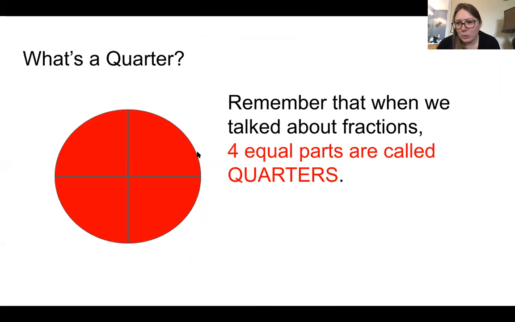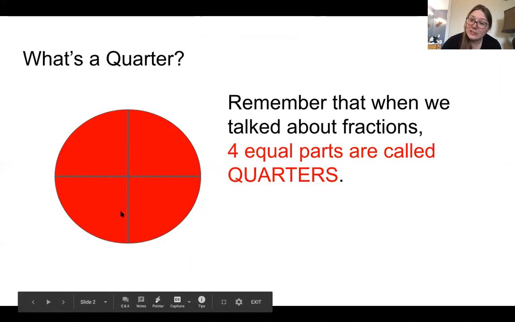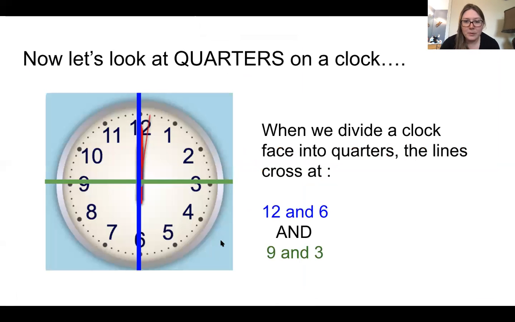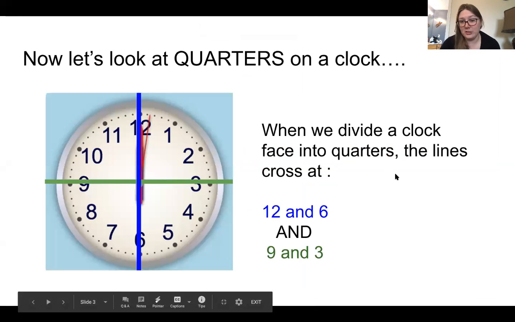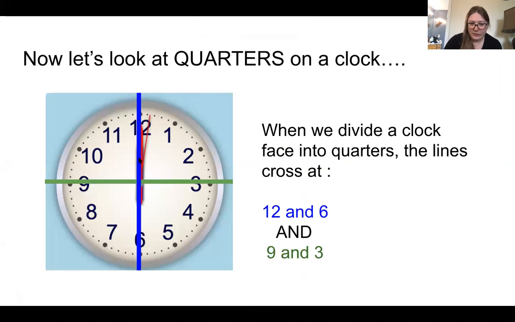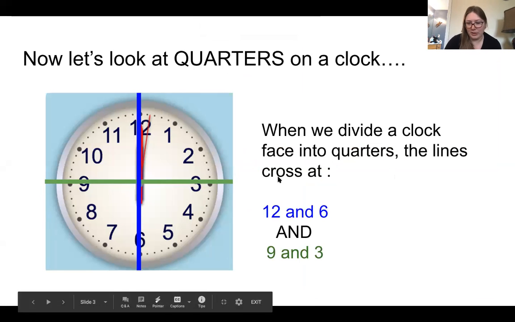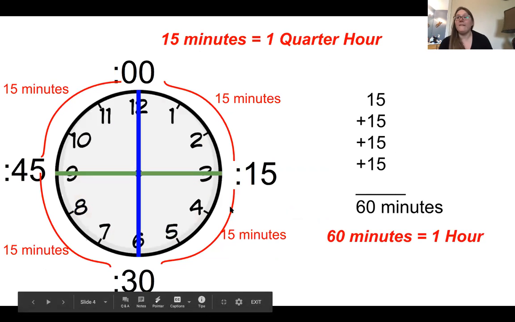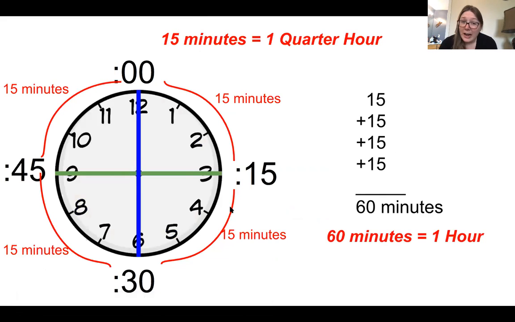Well, what's a quarter? Remember that when we talked about fractions, 4 equal parts are called quarters. So if we had a circle like this and we divided it into 4 equal parts, 2 lines across it, we'd end up with one chunk that was this size and another chunk that was the same size and another chunk that was the same size and another chunk that was the same size. 4 equal parts, okay? Well, when we divide a clock face into quarters, the lines cross at 12 and 6 and at 9 and 3. And we still have those equal parts of that pie shape, right? All right, 15 minutes is what we call a quarter hour.